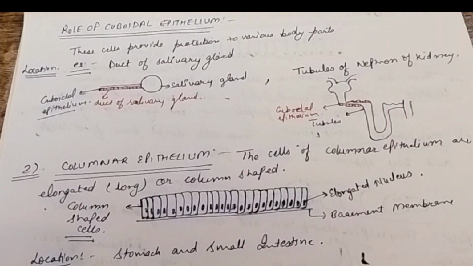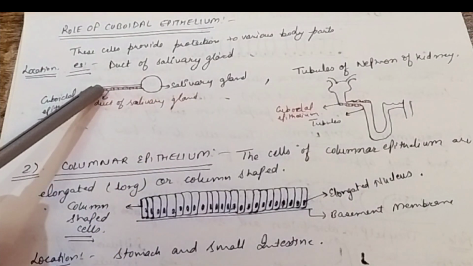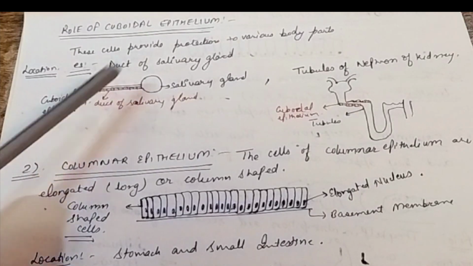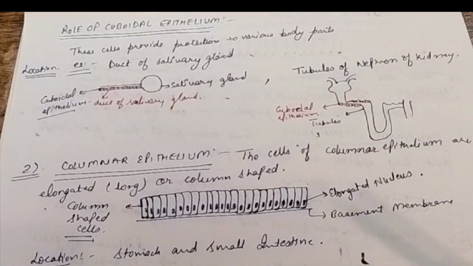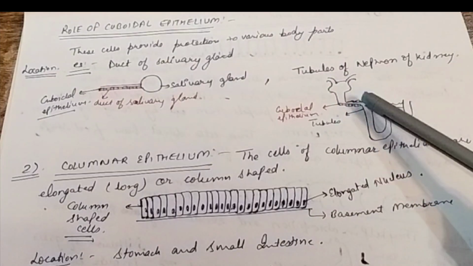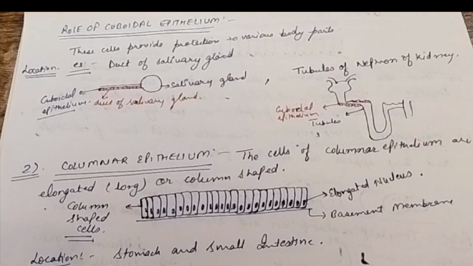They are usually present in the ducts of salivary gland and in the tubules of the nephron of kidney. Here you can clearly see that this is a salivary gland and the cuboidal cells are lined in between. Similarly, when we talk about the tubules of nephron, the cuboidal epithelium is lined inside. So these are the two locations where we find cuboidal epithelium, and they are providing protection to these parts. Apart from that, cuboidal epithelium also performs a small role in secretion of substances.